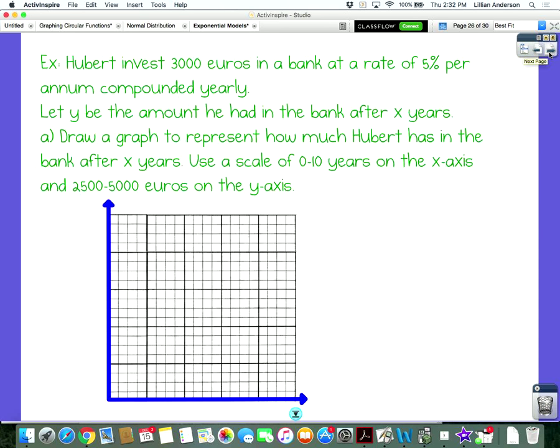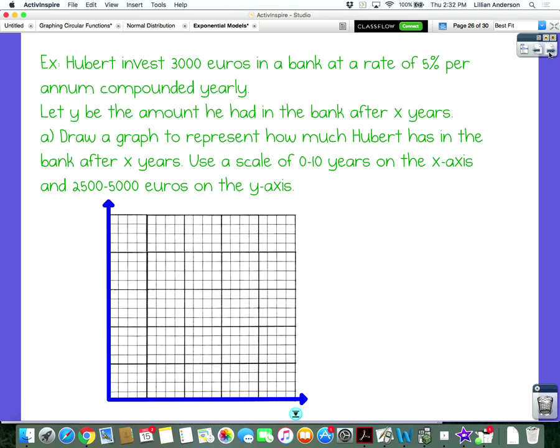Future midterm coming up. It says Hubert invests 3,000 euros in a bank at a rate of 5% per annum compounded yearly. Sound familiar? What topic dealt with these types of problems? Interest and all that good stuff. Did you ever have to memorize that formula? We had two compound ones, and one of them you did have to remember.